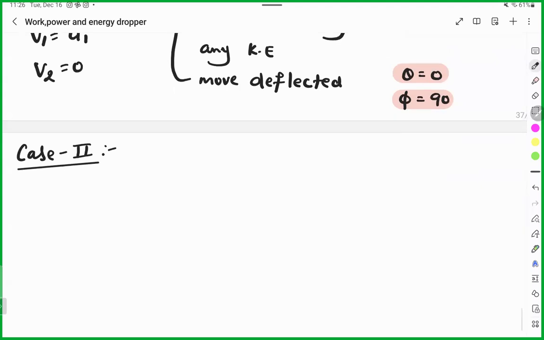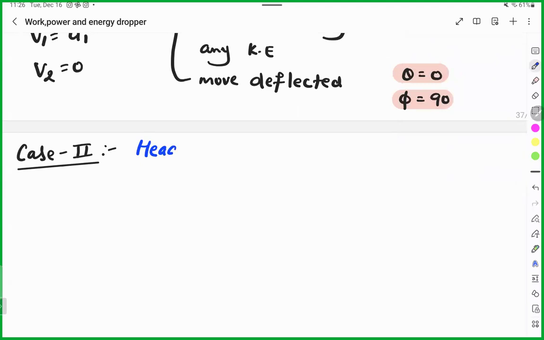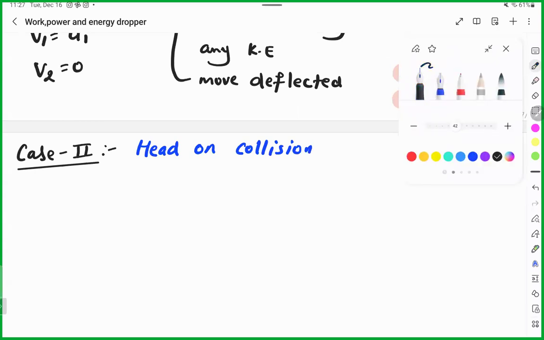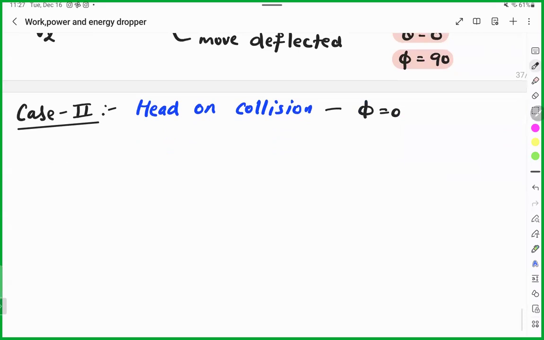Second, very basic: head-on collision. That is the most common collision we study at this level. Head-on collision, if you hit exactly in the middle. In this situation, phi will be 0. The second body will move in a straight line. So in this case, phi will be 0.